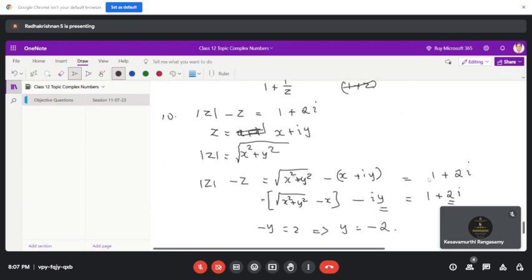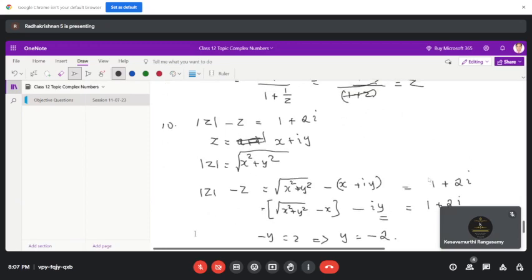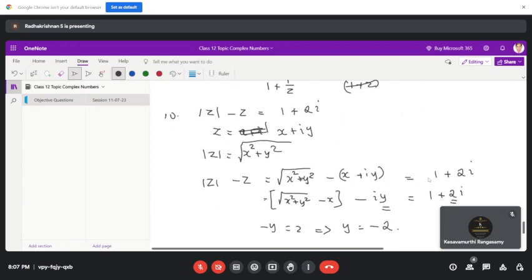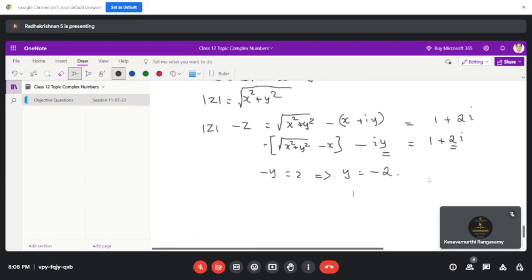And what is asked now? What is the question? So we have to find out z, right? So for that we need to find x also, x and y both we need to find, so that we find z. So we can find x from this other part.